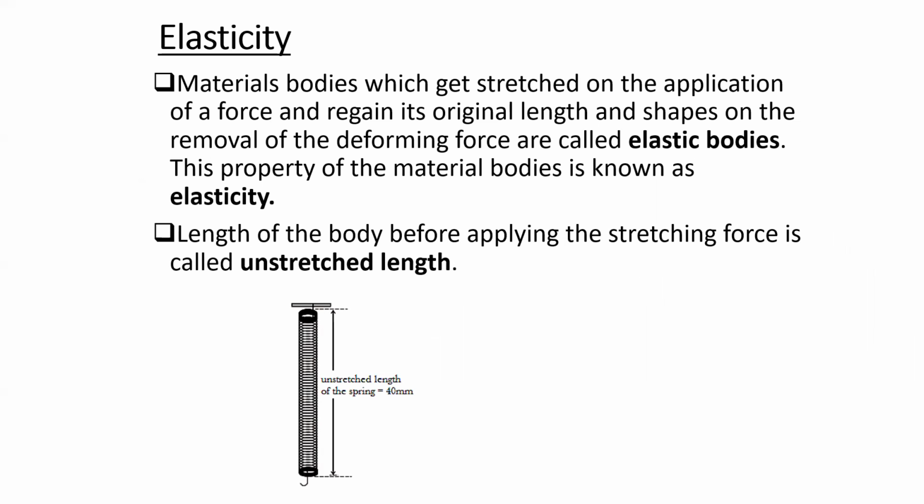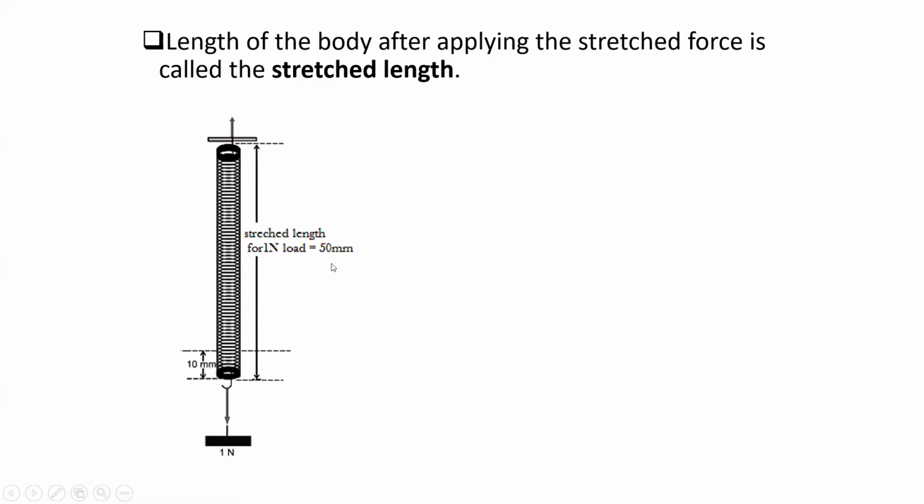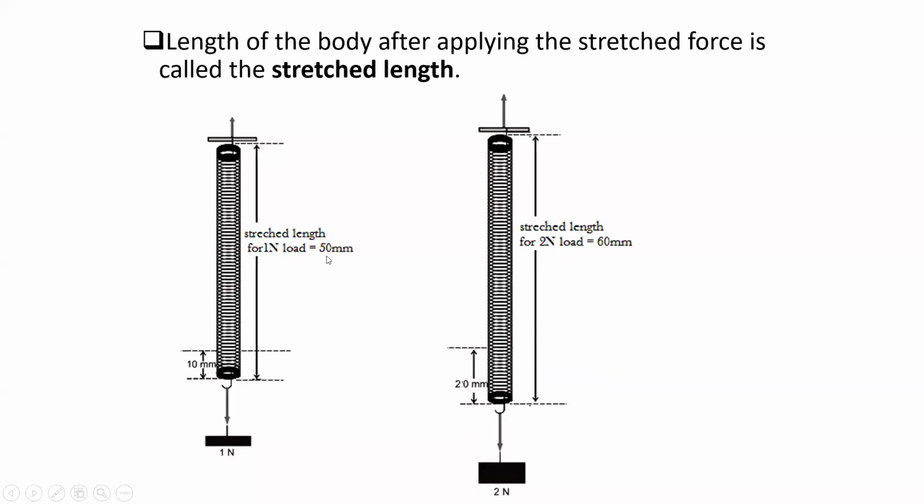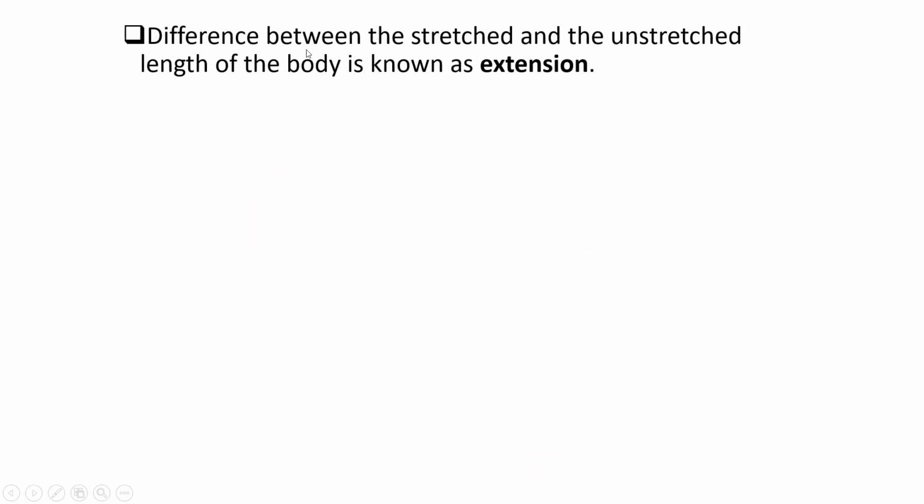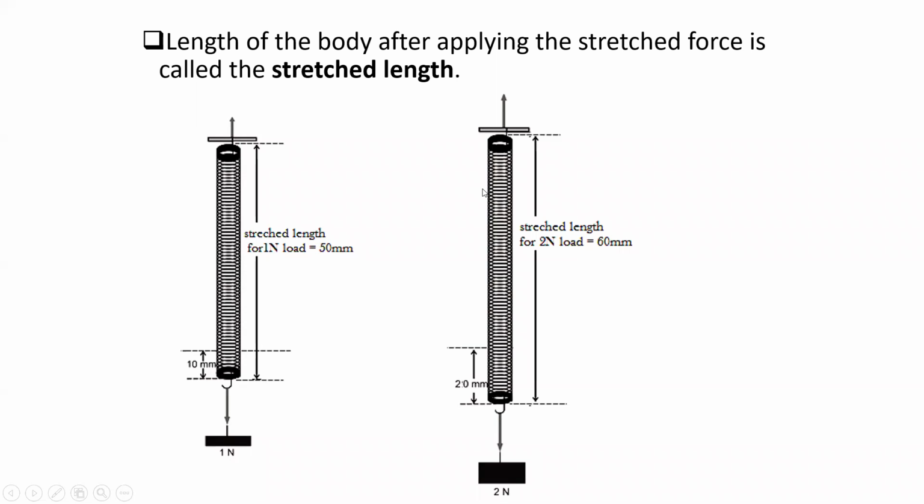For example, you have an unstretched spring. Unstretched spring means you did not apply any force on the spring, and the unstretched spring has a length of 40 millimeter. Then you stretch the spring now by a force of 1 Newton, now it is 50 millimeter. Then you attach a 2 Newton load, now it is a length of 60 millimeter. So how much the increase in length is there, the difference between the stretched and the unstretched length, is known as extension.